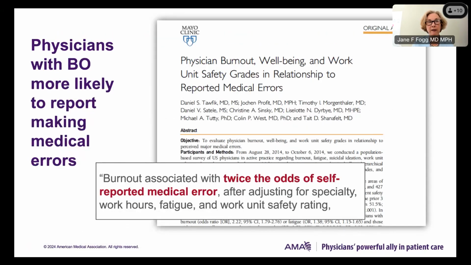We do know that if we ask physicians what's their perspective on burnout and how it impacts errors, they report that they are twice as likely to have caused a medical error if they are burnt out. And this is after adjusting for specialty, work hours, fatigue, and the safety rating of their setting. So physicians themselves, we report more errors when we are burnt out.